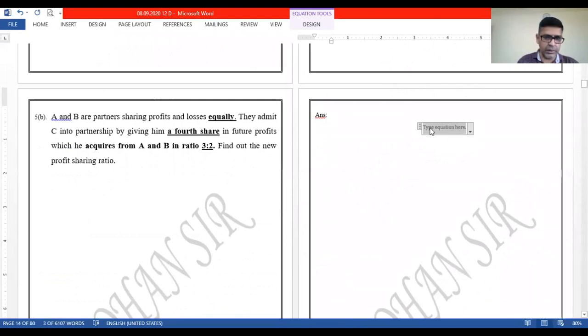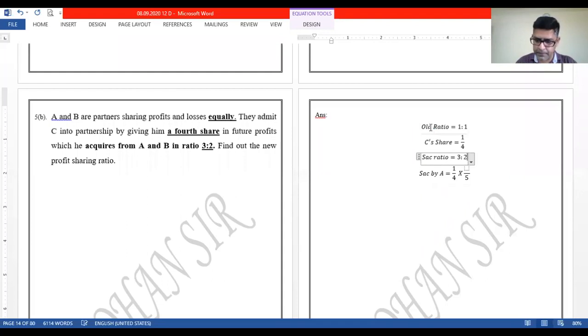Let us try to solve this sum. Old ratio is 1 ratio 1. Okay, C's share. C is a new partner, so C's share in profit is a fourth share, that is 1 by 4, right? Now the sacrifice ratio is given, so sacrifice ratio is equal to 3 ratio 2. Now when sacrifice ratio is given, we need not assume the total profit as 1, right? So let me find the sacrifice by A. Together, both the partners sacrifice 1 by 4. So of that 1 by 4, A will sacrifice in the ratio 3 by 5.